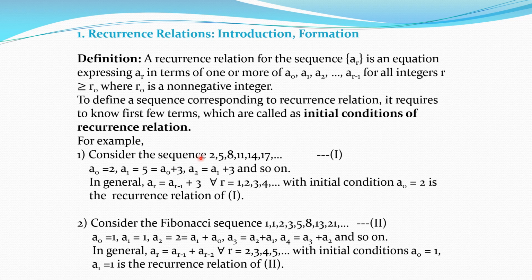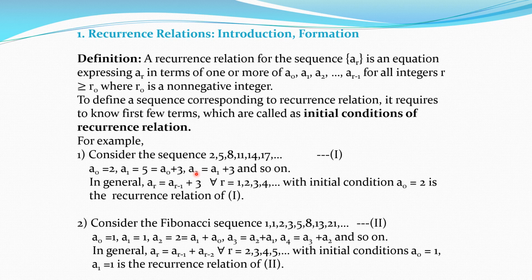For example, consider this sequence 2, 5, 8, 11, 14, 17 and so on. By observing this sequence, we can immediately say what is the next term, because here every term is obtained from the previous term by adding 3. See, 2 plus 3 is 5, 5 plus 3 is 8, 8 plus 3 is 11 and so on. So, in this way, the next term will be 17 plus 3, 20. After that, we get 20 plus 3, 23, like that. So, every term is obtained by adding 3 to the previous term.